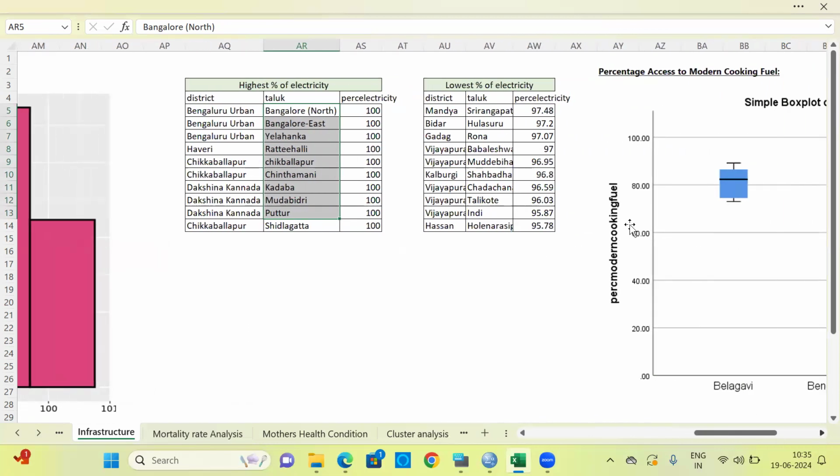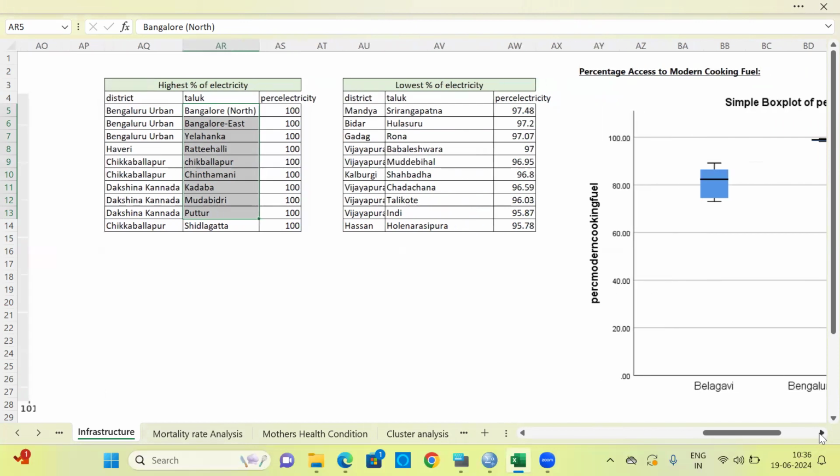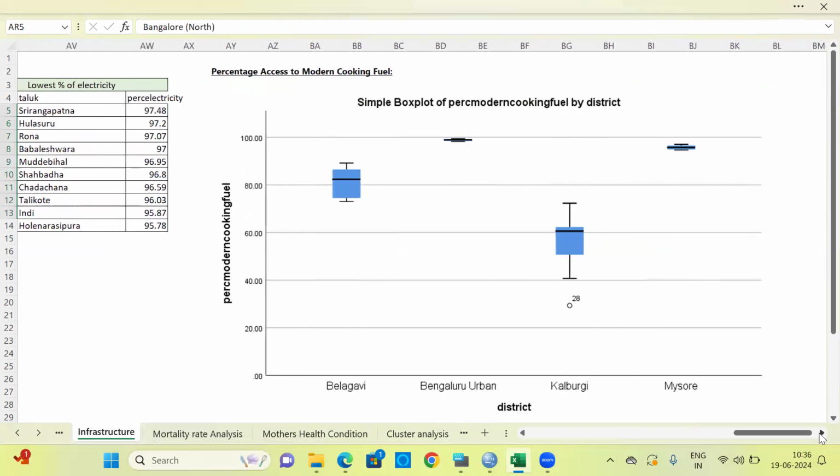It's very, very interesting to see that Srirangapatna has a number of 97%. So this is the access to electricity. Srirangapatna, then you have Ron Taluk, then there are other talukas as well, like Babaleshwar, you have Shahabad, wherein the percentage of electricity is slightly on the lower side. Let's move on to the next analysis.